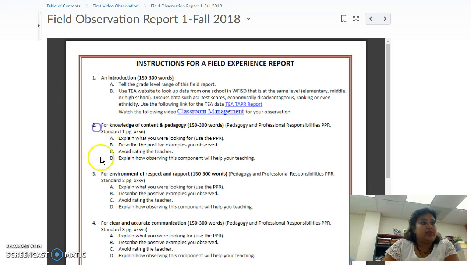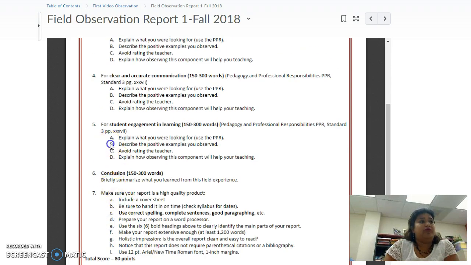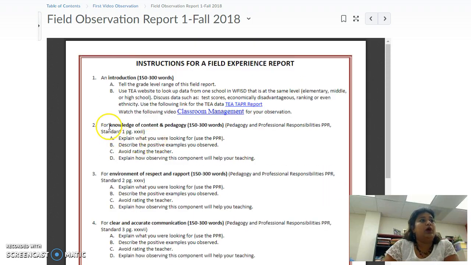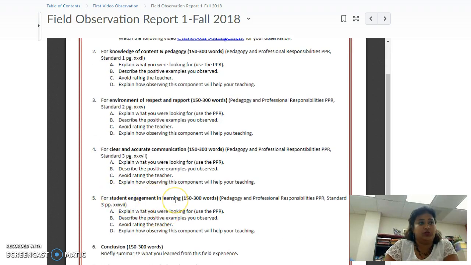On your second, third, fourth, and fifth sections, you are going to be analyzing knowledge and pedagogy, respect and rapport, clear and accurate communication, and student engagement. You have to look at the standards, which are the PPR standards. Give positive examples of this, what you see in the video, and how this helps in your teaching. So basically 3 small paragraphs within each of these sections.